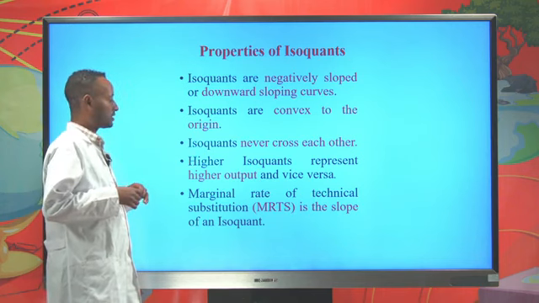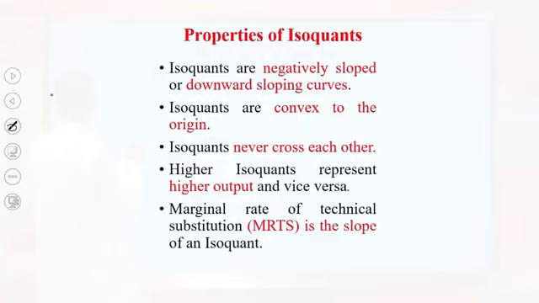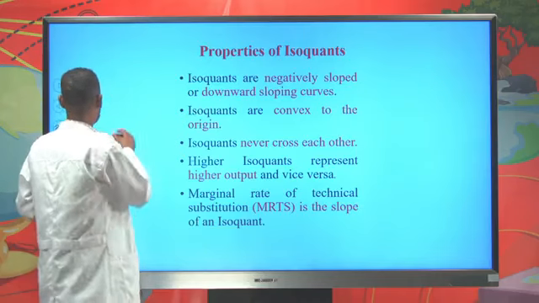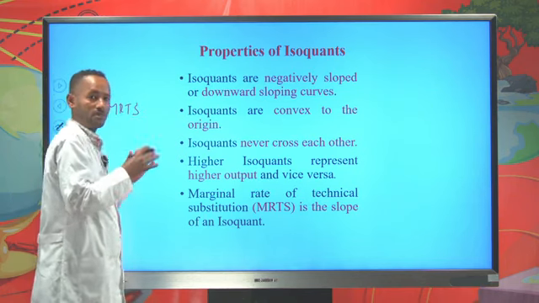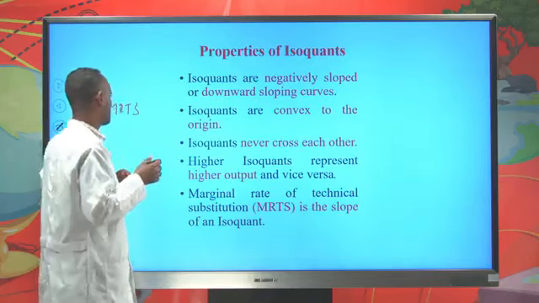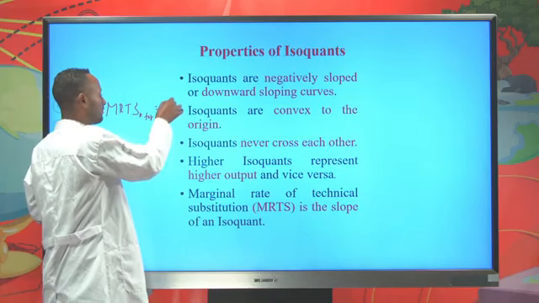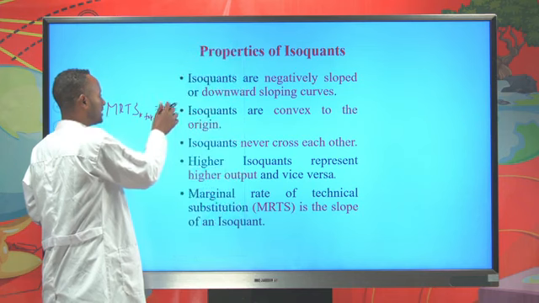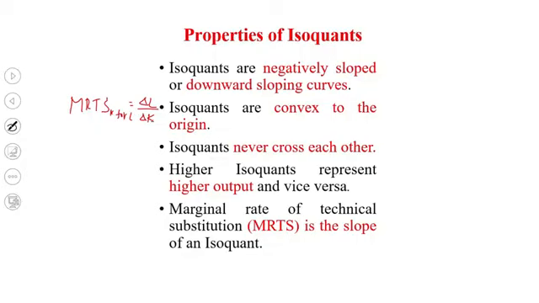And finally, the marginal rate of technical substitution is the slope of an isoquant. That means the marginal rate of technical substitution, MRTS, is the rate by which one variable input is substituted for another on the same isoquant. The MRTS of capital for labor is calculated by changing the amount of the variable input that is given up, which is labor, and the changing variable input capital that is gained, which is tractor or capital.